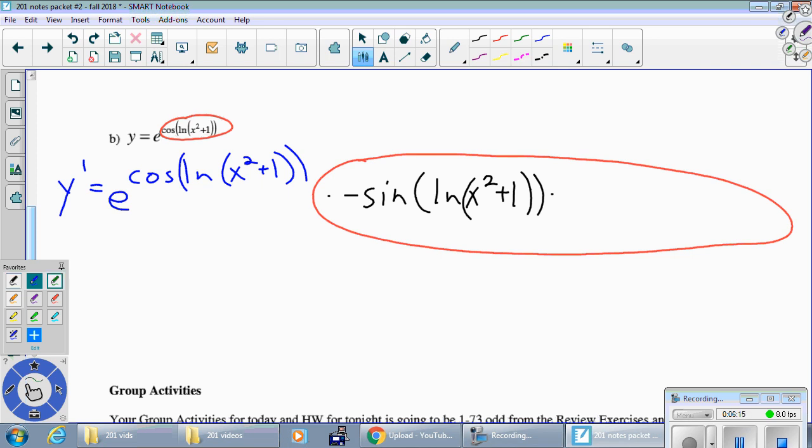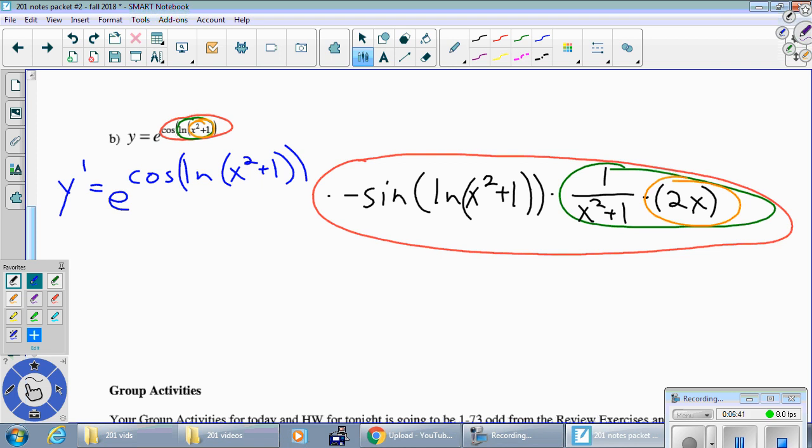And the new stuff is now ln of x squared plus 1, and that derivative is going to go right here. And this is yet one final chain rule. Ln of stuff becomes 1 over the stuff. So 1 over x squared plus 1 times the derivative of the stuff. And the final stuff is this x squared plus 1, and its derivative, we're going to squeeze right in there. And the derivative of x squared plus 1 is simply 2x.